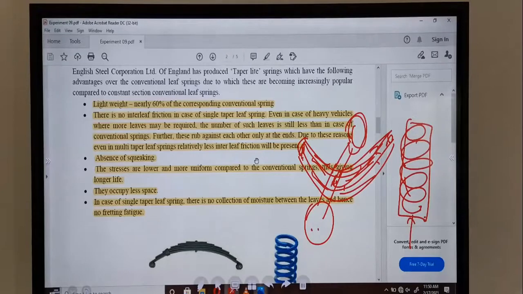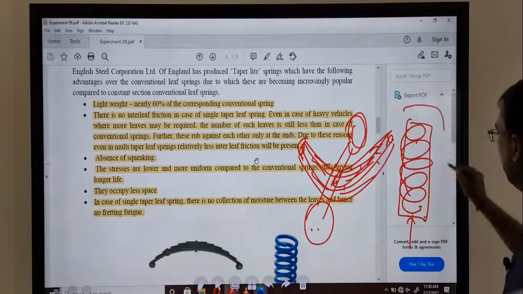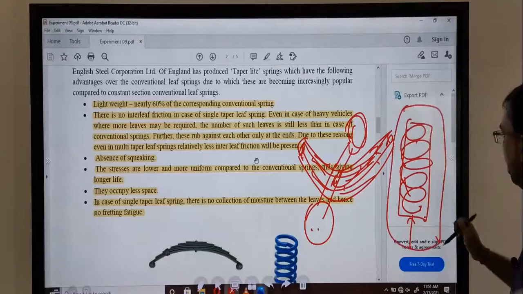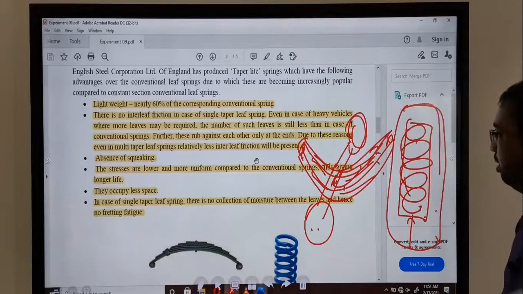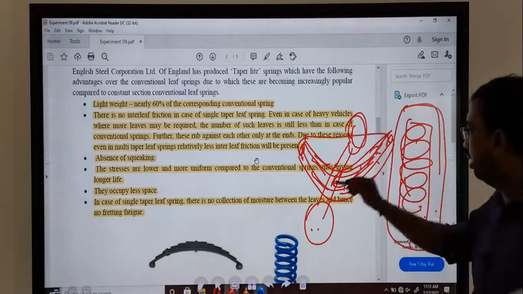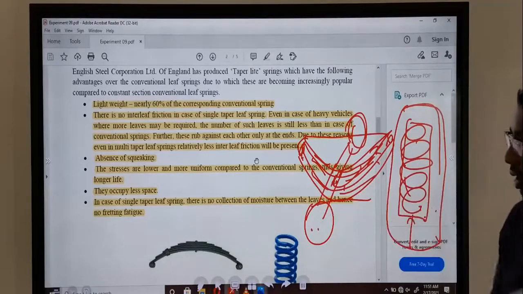They occupy less space. The coil spring takes so much vertical space, but here it does not take the vertical space, so they occupy less space.